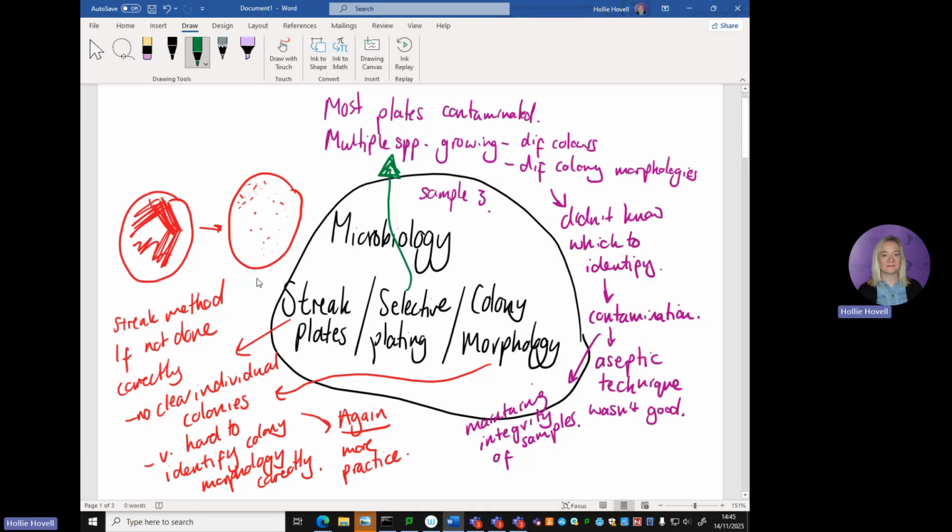So if we did it again, to overcome this contamination, we need to keep our samples sterile. Okay, we need to only use them once, and we need to have really good aseptic technique.